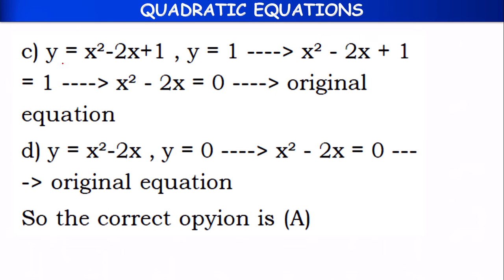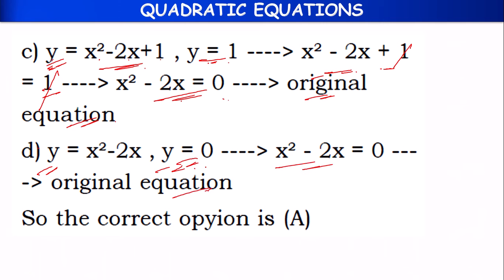Next, in option C, they have given y equal to x square minus 2x plus 1 and y equal to 1. If we keep 1 in the place of y, we will get x square minus 2x plus 1 equal to 1. The same value on both sides will get cancelled. x square minus 2x equal to 0 will remain, which is the original equation. In the fourth equation also, in the place of y, if we substitute 0, we will get the original equation.